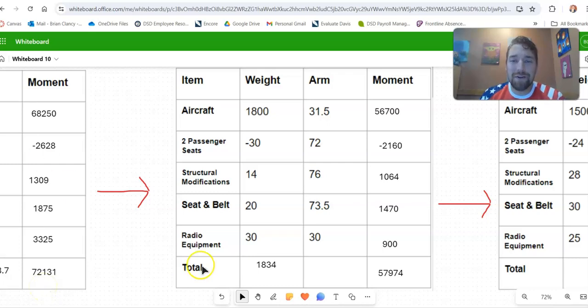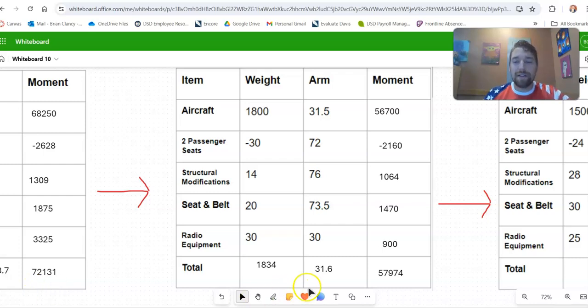Thank you for knocking out those calculations. Again, to get the moment, you do weight times arm is equal to moment. So I multiplied across right here and got the following values for the moments for each of the following items. When you add all these together, you get the sum of the moments, which is 57,974, and the weight is 1,834. Go ahead, divide those two values and figure out your new empty weight center of gravity.